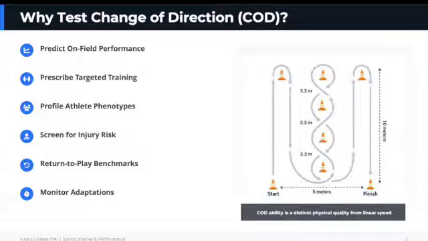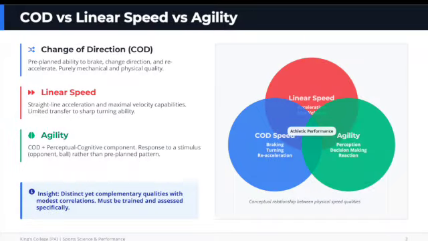Why test change of direction? Because it helps you to predict on-field performance, prescribe targeted training, profile athlete phenotypes, screen for injury risk, set return to play benchmarks, and monitor adaptations. Change of direction ability is a distinct physical quality from linear speed. That's something very important to keep in mind.